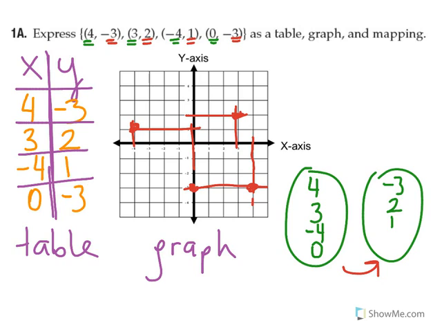Now what I have to do is match the numbers in the first set to numbers in the second set. So it is 4 to minus 3, 3 to 2, minus 4 to 1, and 0 to minus 3. That's how I match the numbers in the first set with the numbers in the second set. This is called mapping.